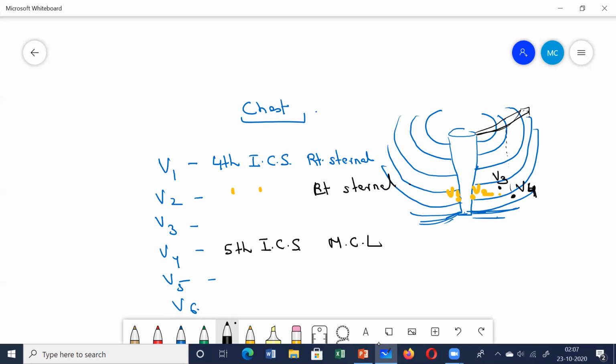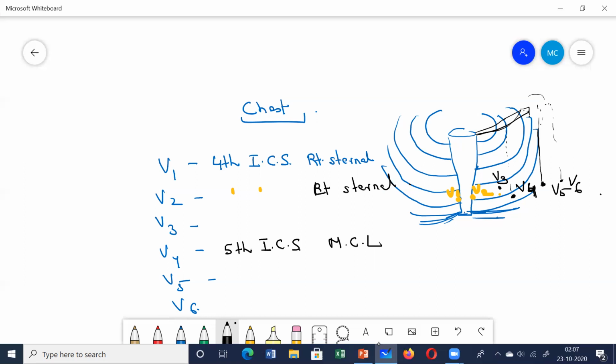Then let us come to the last leads, V5 and V6. V5 is going to be at the same level as V4, but in the anterior axillary line. So in the anterior axillary line, at the same level as V4. You have the anterior axillary line and the mid axillary line. V6 is going to be in the mid axillary line, at the same level as V4 and V5. Here is going to be your V6.